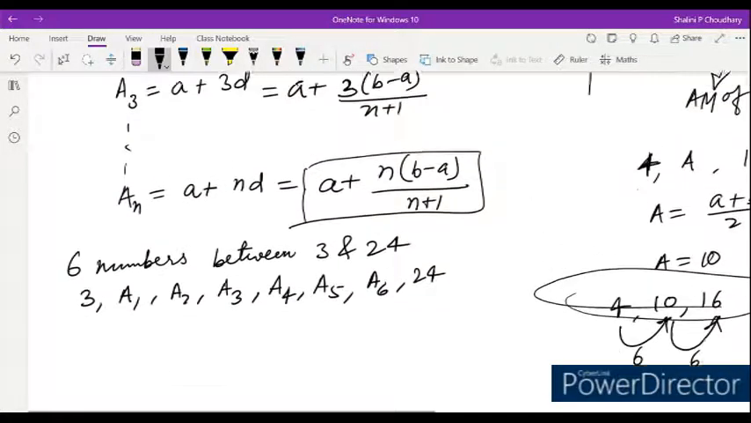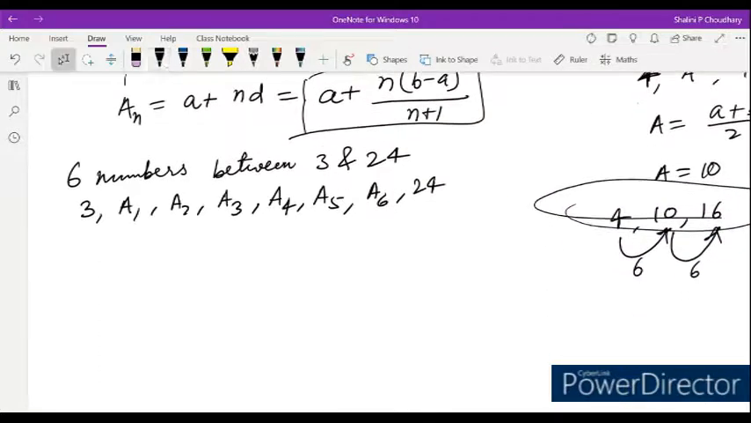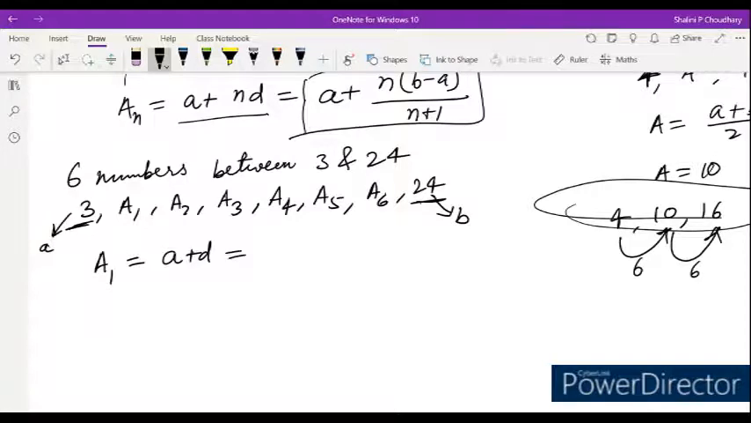ठीक है, तो हमारे पास फॉर्मूला है, AN will be equal to A plus ND. So A is 3 and this is B. So we'll write here A, this is A and this is B. Okay, so A1 is equal to A plus D. And what is the difference? We don't know the difference. Then how will we do this? First of all, see, this is 3 plus D. Okay, and what is the value of D?